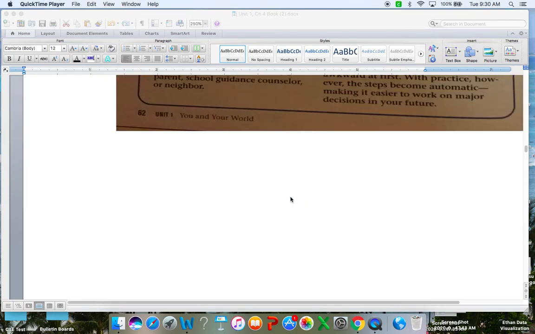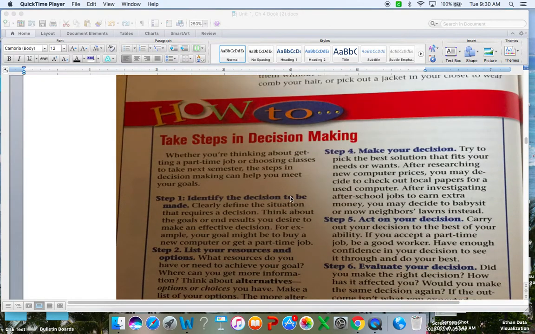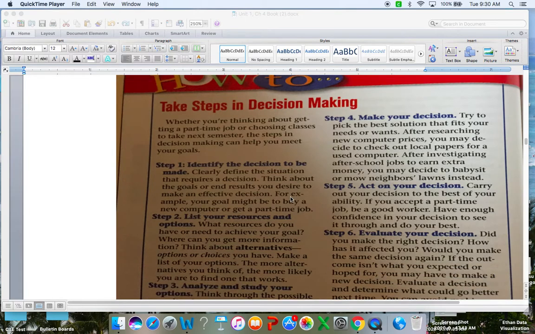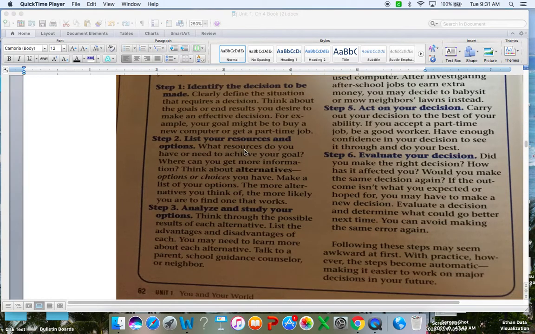So we are going to go through some decision-making process steps that will help you with these decisions. So I want you to start a section in your paper that says steps in decision-making. Whether you're thinking about getting a part-time job or choosing classes to take next semester, the steps in decision-making can help you meet your goals. So step number 1, identify the decision to be made.